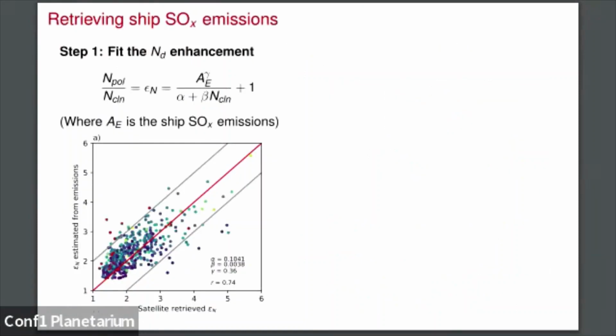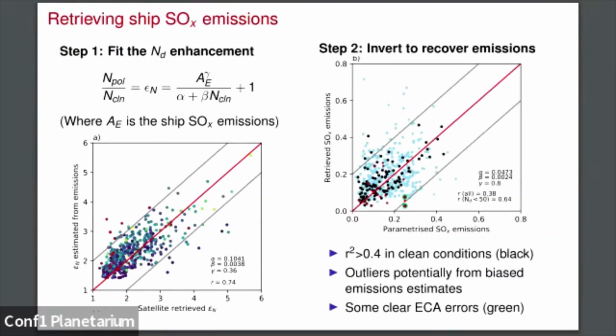And if we do that, we can make an estimate of what that enhancement factor should be based on the background cloud, the unpolluted cloud, and our information about what the ship is doing, what ship emissions are. And we can fit that observed enhancement factor pretty well. So we have a reasonable idea of what the ships are doing and how the cloud responds, and we can then go backwards, right? We can say, given an observed enhancement in droplet number, what sulfur emissions would we expect from that ship?